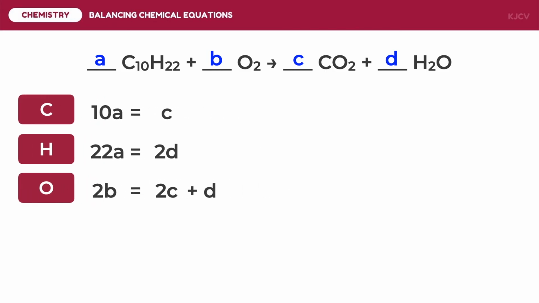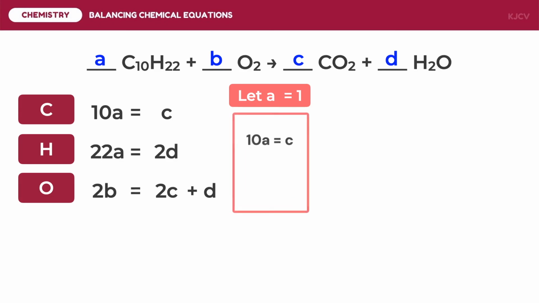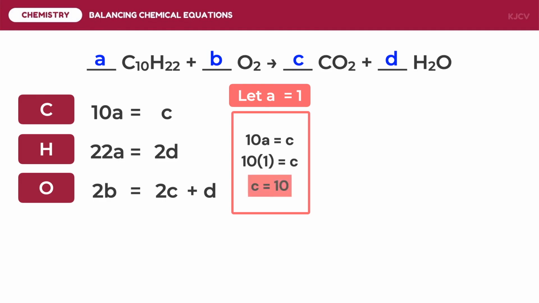We are going to assign 1 to any variable, but as much as possible, to the variable which could easily give us the values for the other variables. So let us assign 1 to A. If A is equal to 1, we can get the value of C by using the equation for carbon. 10A is equal to C will become 10 times 1 is equal to C as we substitute A with 1. Thus, we have C is equal to 10.